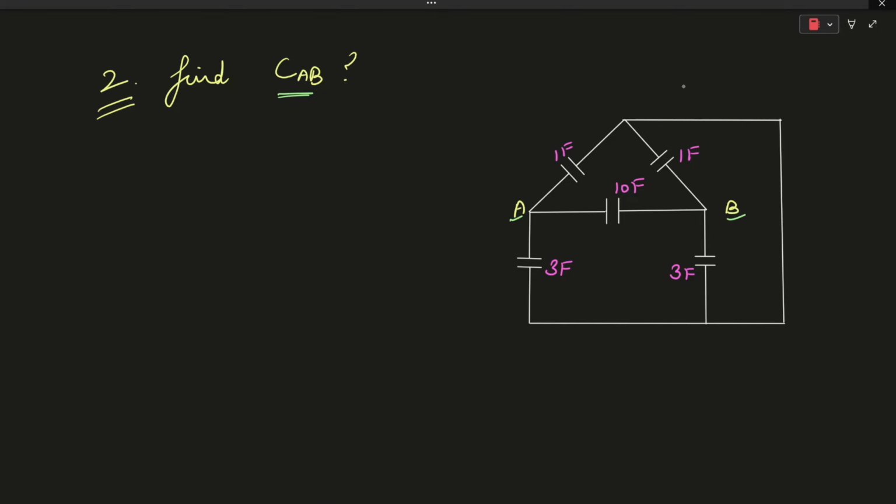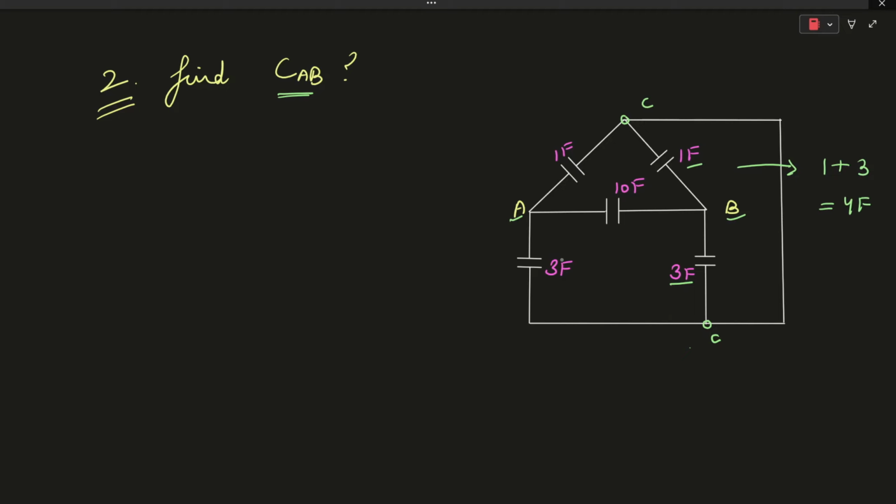So let's say this is your node C. It means that this node and these two nodes are connected, so this node will also be equal to C. As you can see, this 1 farad and 3 farad capacitor are connected between the same nodes B and C. So they are connected in parallel. Their equivalent capacitance will be equal to 1 plus 3, which is equal to 4 farad.